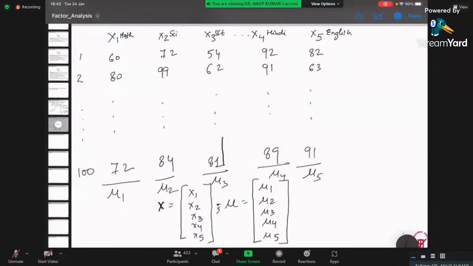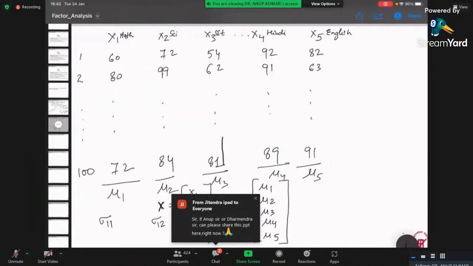Now what is this variance covariance matrix? As I told you, there will be the variance of x1, represented by sigma 1, 1. There will be the variance of x2, represented by sigma 1, 2. Similarly, the variance of x3 will be represented by sigma 1, 3. So all these have got variance.